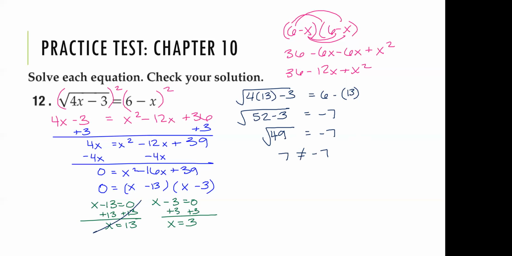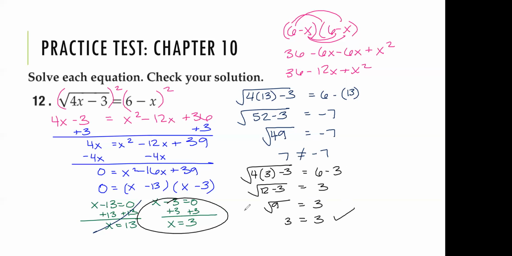Okay, so then I'm going to input x equals 3 into my original equation. So 4 times 3 minus 3, the square root of that, and then 6 minus 3. So 4 times 3 is going to be 12 minus 3. 6 minus 3 is 3. 12 minus 3 is 9. The square root of 9 is 3, which is equal to 3. So then that is my solution. X is equal to 3.